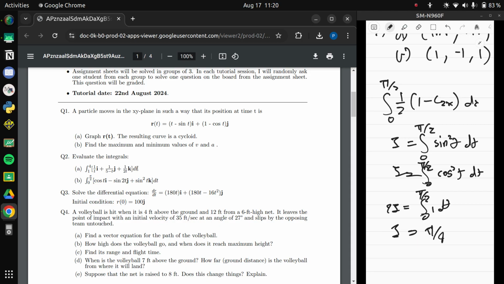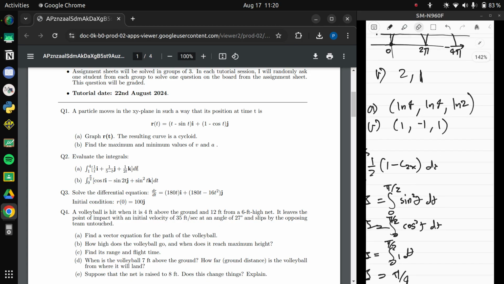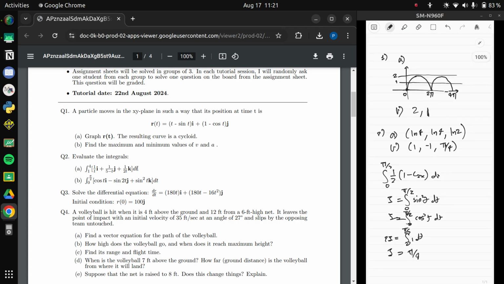I messed up somewhere, sorry for that. So just pi by 4, not 1. I'm sure it's pi by 4, right? It has to be pi by 4. Why is this so weird? It's okay. Let's move on.